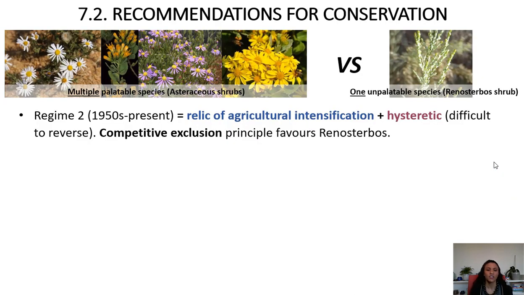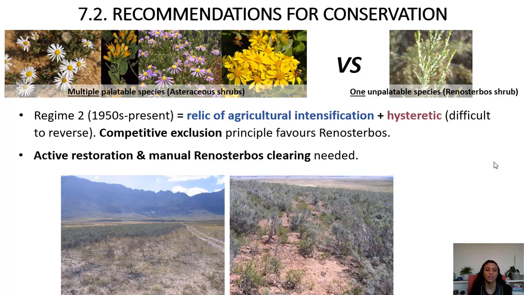Further recommendations. So we know that the regime that we see ourselves in today is a relic of agricultural intensification, and there's very little that the current conservation managers can do because it is difficult to reduce the amount of Rhinoceros just by decreasing fire and grazing. So what can be done is active restoration of certain vegetation units, for example the Asteraceous shrubs and grasses and thickets, and then manual clearing of this unpalatable Rhinoceros shrub.